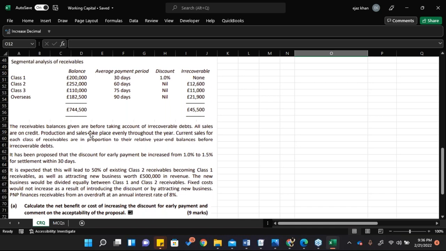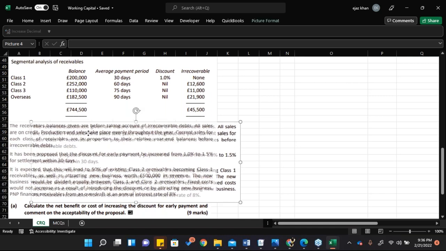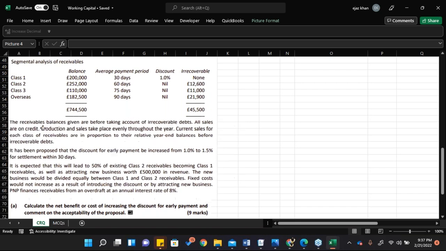The receivable balances given are before taking account of irrecoverable debts. All sales are on credit. Production and sales take place evenly throughout the year. Currently, sales for each class of receivables are in proportion to their relative year end balances before irrecoverable debts.